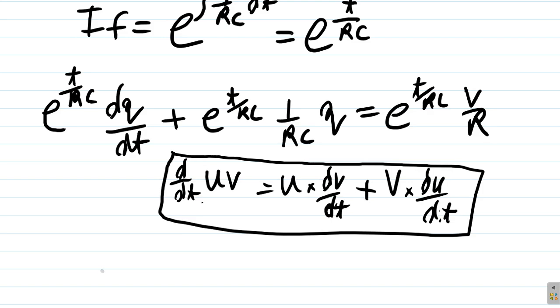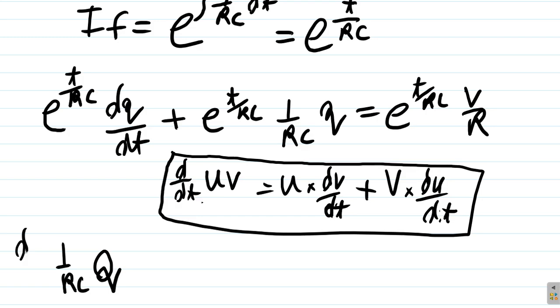So one member of that product is q, and you hold it here, right? That's q. If you differentiate q with respect to t, then you hold e to the t over rc. And if you differentiate e to the t over rc, you're going to have e to the t over rc times the derivative of t over rc with respect to t, which is 1 over rc. So the product is 1 over rc times q.